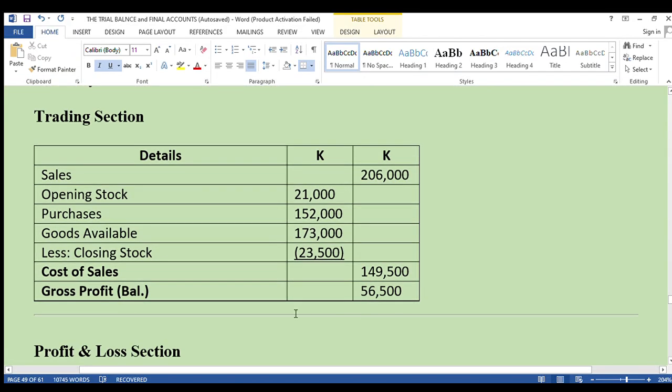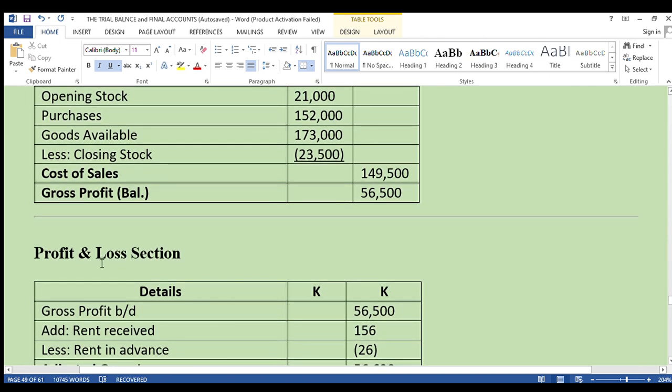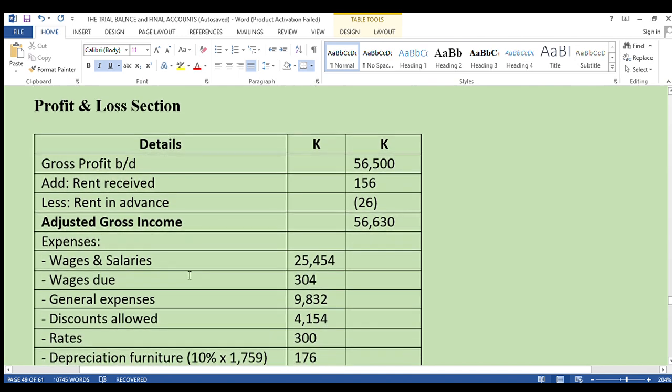This gross profit will be used in the next section, which is the profit and loss section. In the profit and loss section, we start with the gross profit you have calculated. Then most of the times after this, we have to subtract expenses, so that we get net profit. Net profit is gross profit minus the expenses.